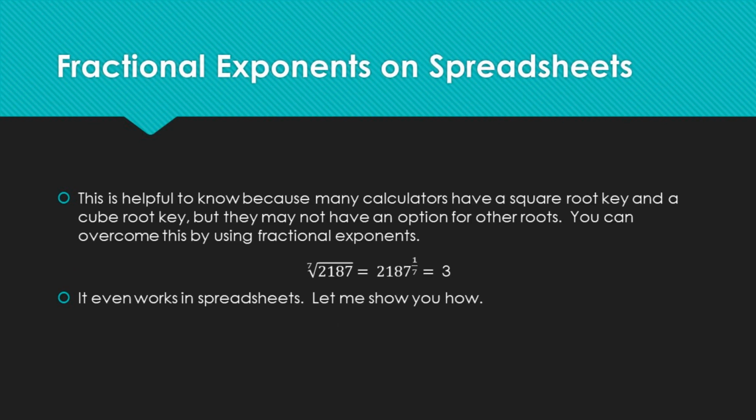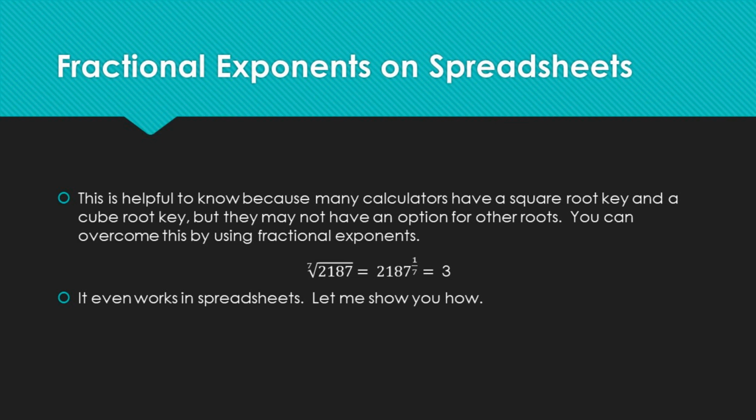I have a very good reason for showing you the relationship between fractional exponents and roots. A lot of calculators have a square root key and a cube root key, but many do not have an option for other roots. This limitation can be overcome by entering the root as a fractional exponent. If we wanted to take the 7th root of 2187, we could do this by entering it as 2187 raised to the 1/7 power. The answer would be 3.